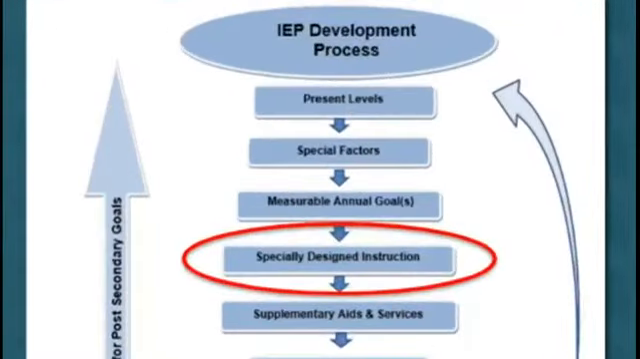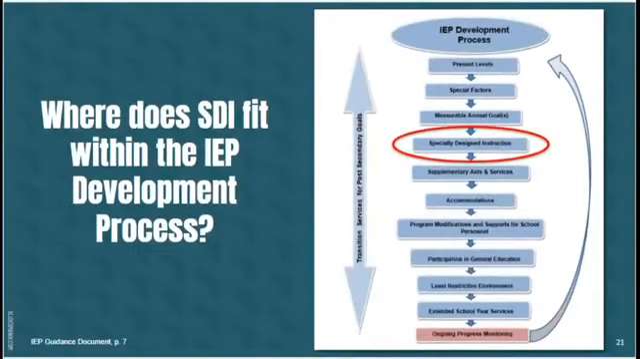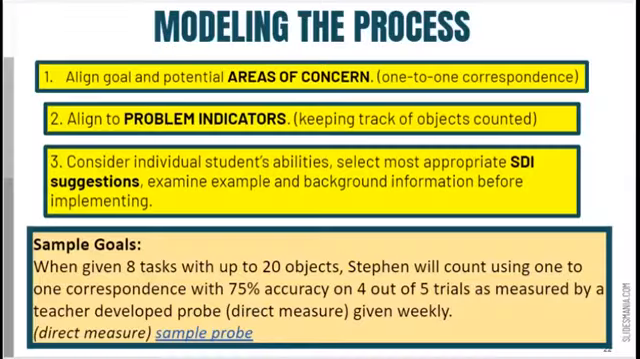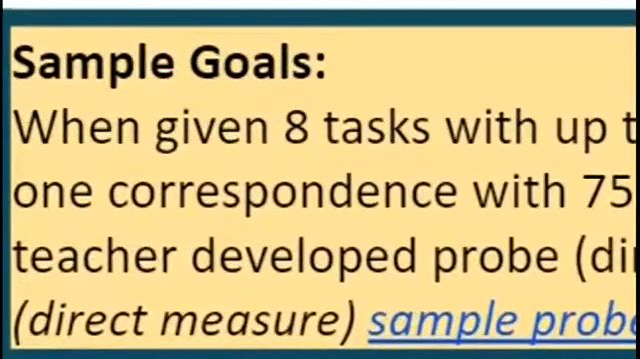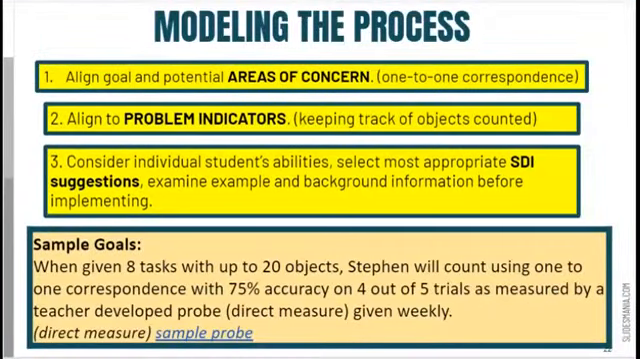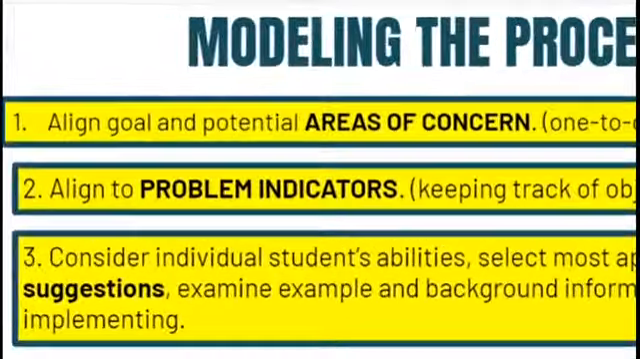Remember where SDI fits in the IEP development process? We use the previous steps to inform our decisions about SDI and instruction. We have our goal based on the highest priority need. In this case, the goal is, when given 8 tasks with up to 20 objects, Stephen will count using one-to-one correspondence with 75% accuracy on 4 out of 5 trials as measured by a teacher-developed probe given weekly. This is a direct measure.